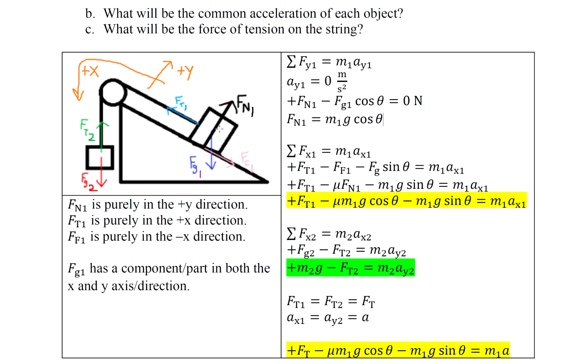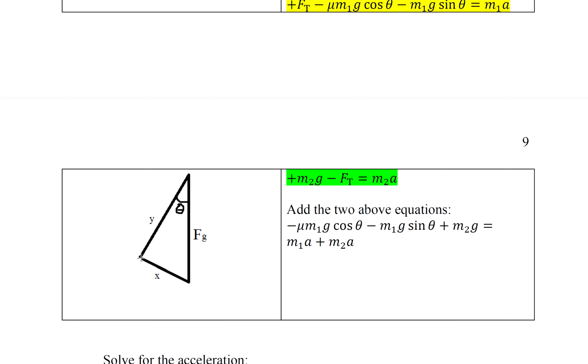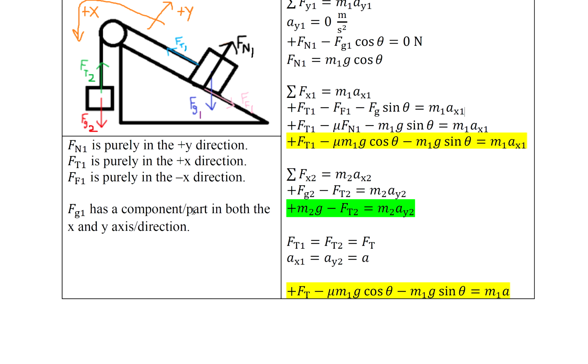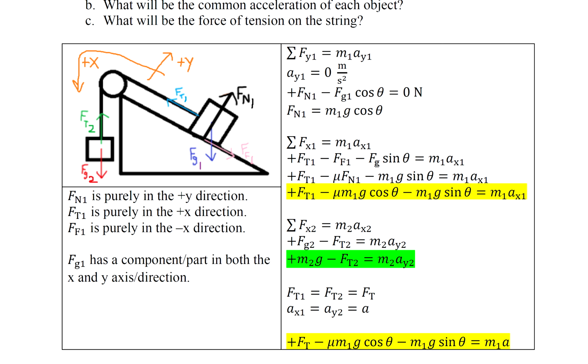Let's take a look at mass m1 again. Let's take a look at the forces on the horizontal axis, the x-axis. So we got plus force tension 1 minus force of friction 1 minus Fg1 sine theta. Why is it sine theta? Because we got this here. Here's theta, here's sine of theta. This should say Fg1 sine of theta, equals m1 a sub x1. Force of friction is mu force normal. Force of gravity is mg. And we have this equation in yellow.